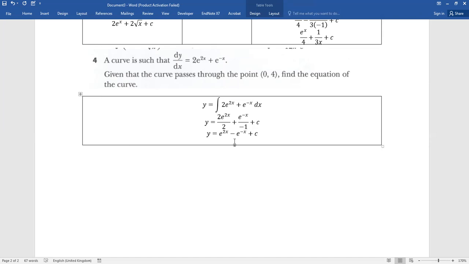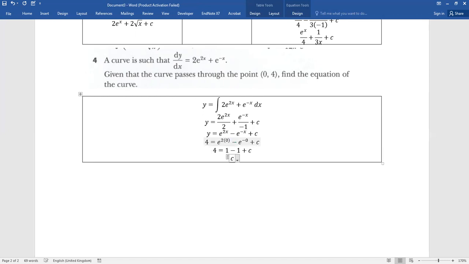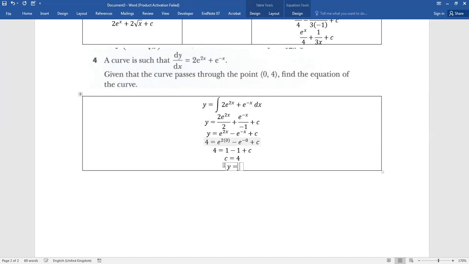So you put the coordinates of x and y. Very good. Four is equal to 1 minus 1 plus c. So the value of c is 4, and y is equal to e to the power 2x minus e to the power negative x plus 4. Is this clear now? Yes, sir.